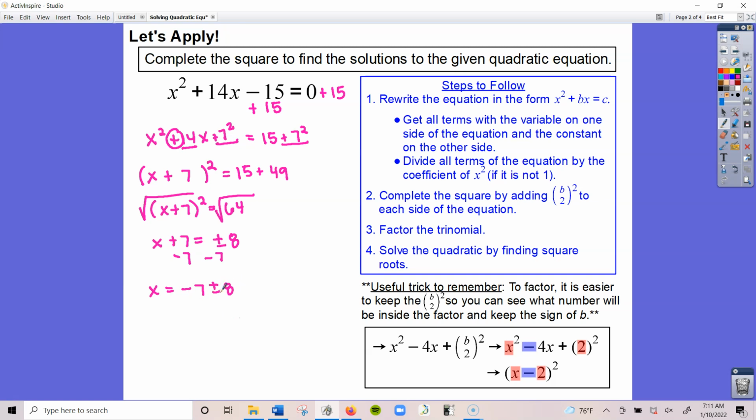And now we work out these two answers. x is going to equal negative 7 plus 8, as well as x is going to equal negative 7 minus 8. Negative 7 plus 8 is 1, and negative 7 minus 8 is negative 15. So our two answers here are x equals 1 and negative 15.